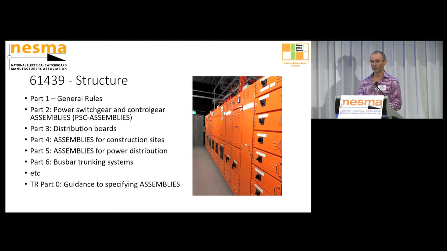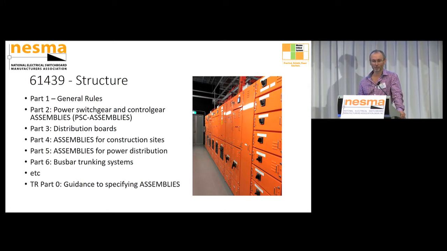And I know there's a few guys from Ausgrid here, for example. Maybe part 5 will apply, and part 6 for bus bar trunking systems. You need to be careful about what you're specifying and which part you're using. The safest thing to do is probably just to say 61439 series. And the technical report part 0 is the guide to specifying assemblies. That's actually the only thing you need to read unless you're building an assembly. That's the philosophy behind it.